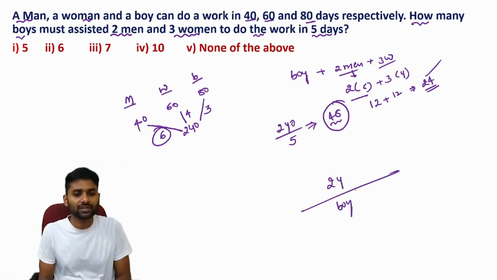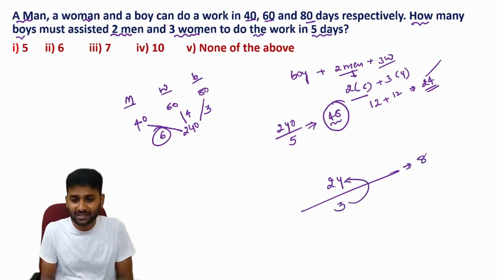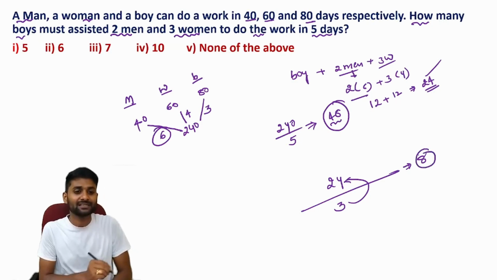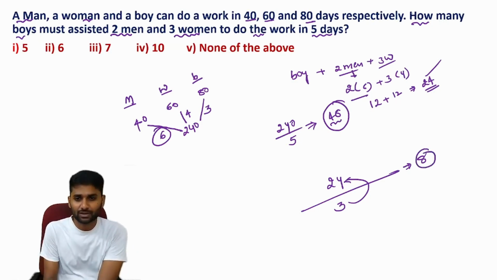Now how many boys do you require? According to the efficiency, a boy does 3 units per day. To complete 24 units, we require how many people? Exactly 8 persons.